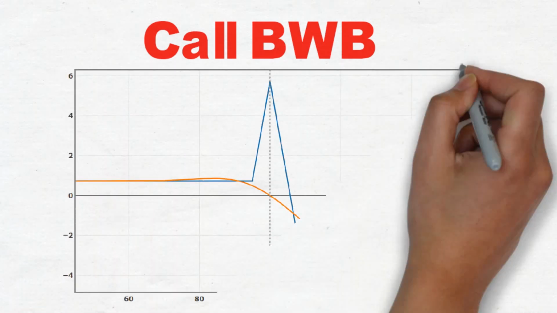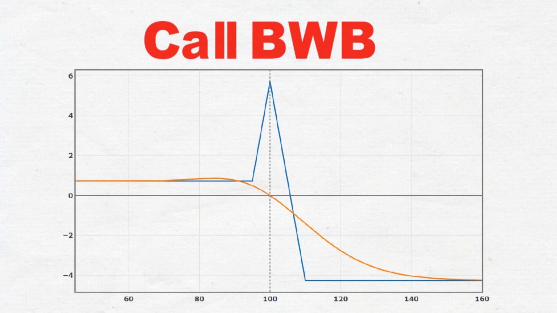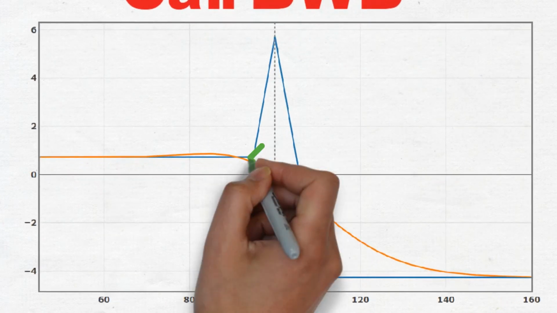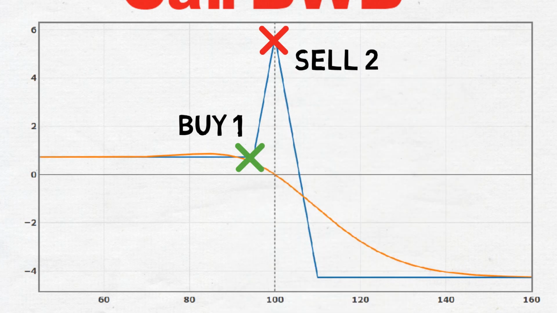Let us begin with the call broken wing butterfly. This is its payoff profile. The blue line is its payoff profile at expiration, whereas the orange line is the payoff sometime before expiration. To set up a call broken wing butterfly, you have to buy 1 in the money call option, sell 2 at the money call options, and finally buy an out of the money call option as well. The distance between the at the money and out of the money option should be greater than that between the in the money and at the money option.